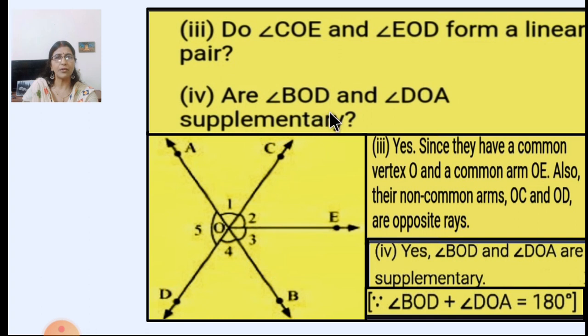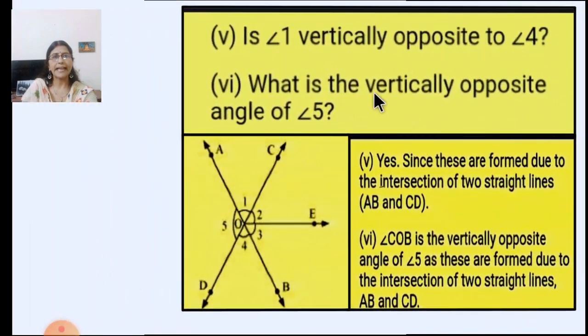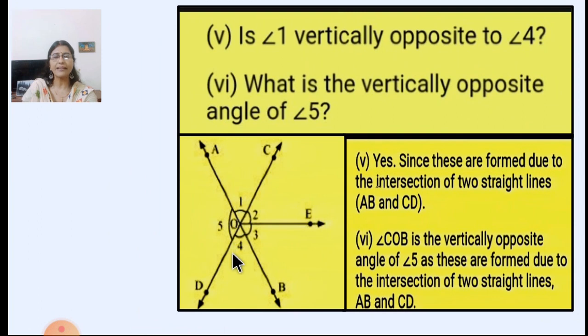Are angles BOD and DOA supplementary? Yes, they are supplementary, because as we know, angle BOD plus angle DOA is equal to 180 degrees. You can see here it is forming supplementary angles. Now next part, is angle 1 vertically opposite to angle 4? You can see clearly yes, because they are formed due to the intersection of two straight lines, that is AB and CD.